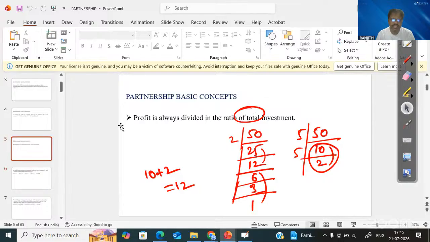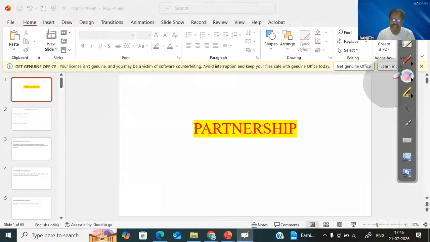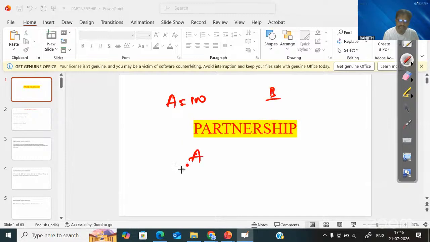So let's see the partnership. Partnership is investment of A and B. A is investing 100 rupees, B is investing 200 rupees, with the same time period or else some different time periods. So A is investing 100 rupees for 10 months, B is investing 200 rupees for 20 months. What is the profit of A and B? A is investing 100, B is investing 200.